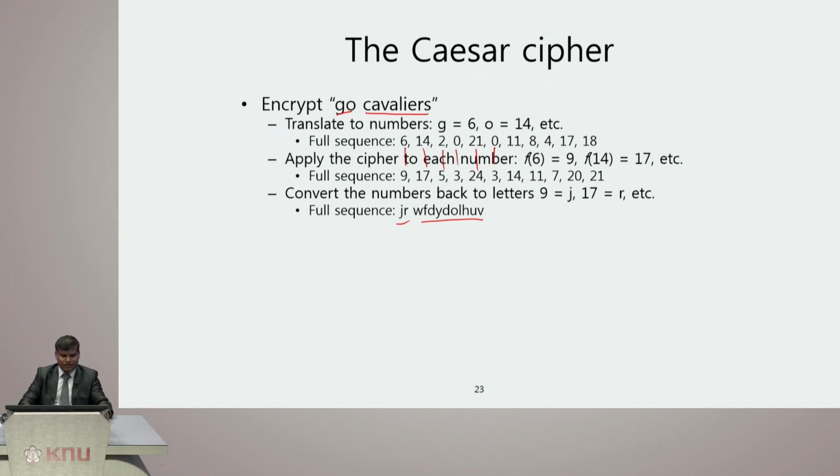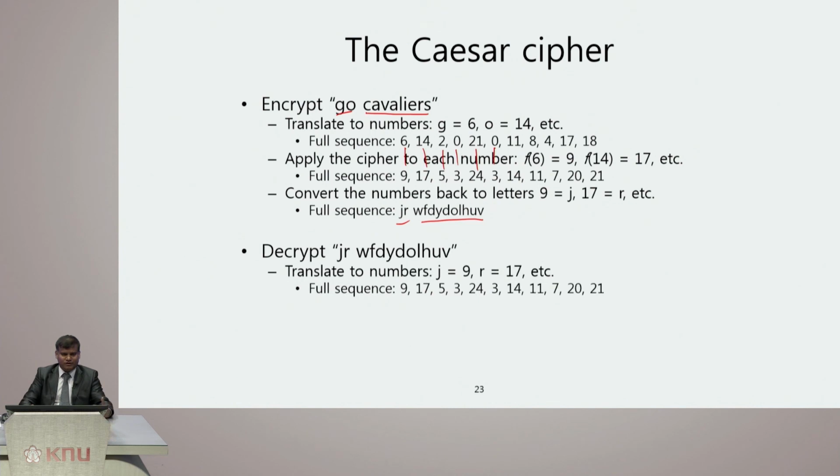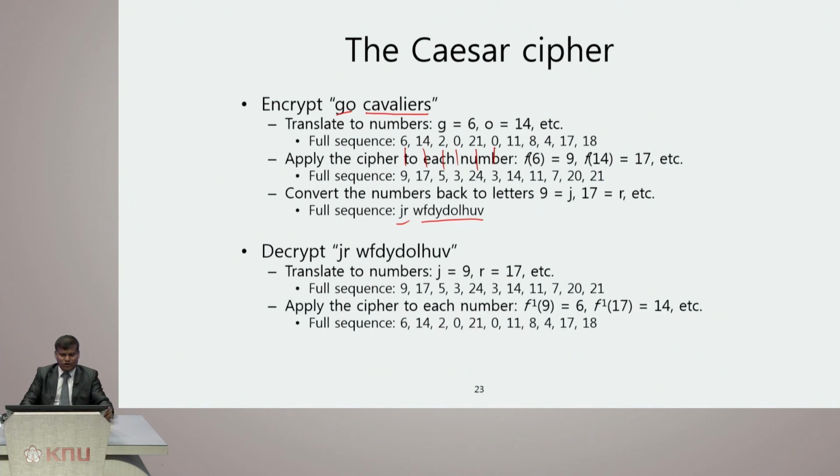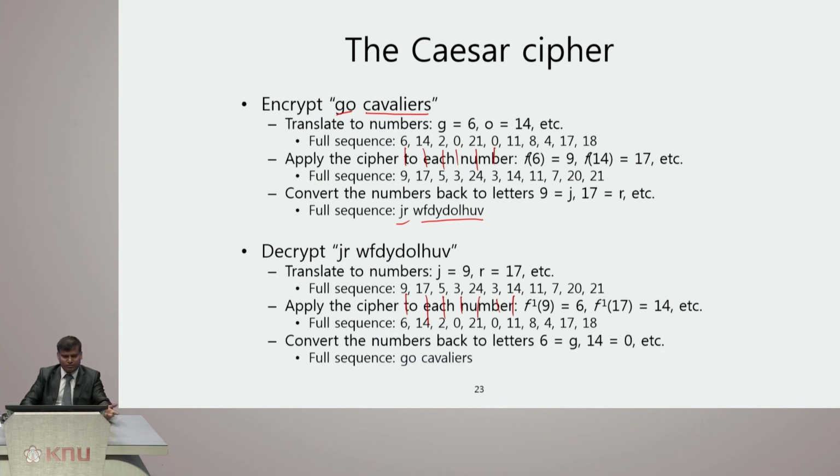What you should do if you want to decrypt the message? Well, we already had the formula, right? Minus 3 mod 26. If you want to decrypt this, you can just simply use J is 9 and R is 17. So you have the full sequence of 9, 17, 5, 3 and so on. Now you apply the formula in which you do minus 3. So 9 has become 6, 17 has become 14. That's it. A secret message has been encrypted and now you have decrypted the message.